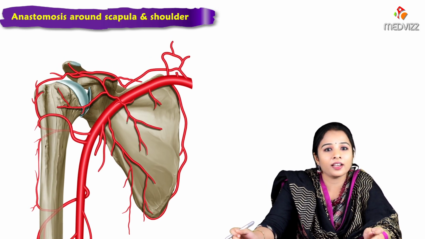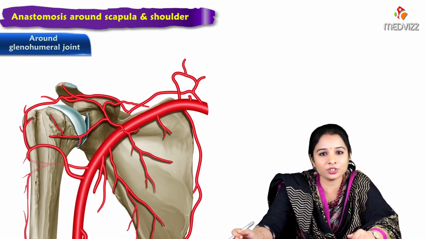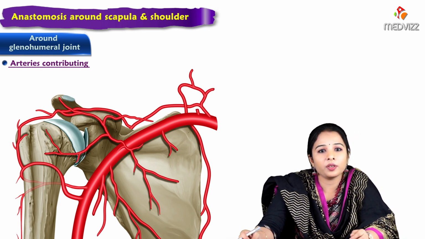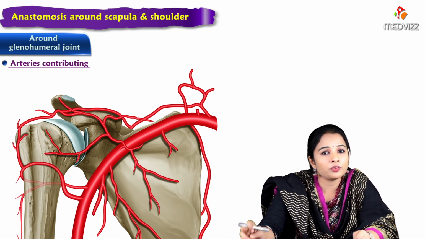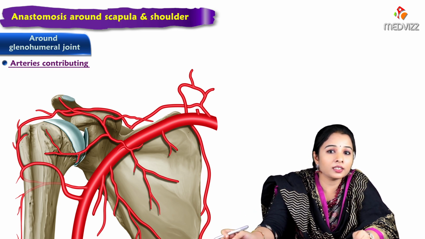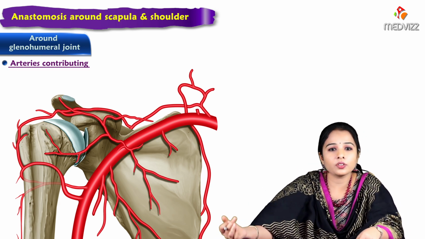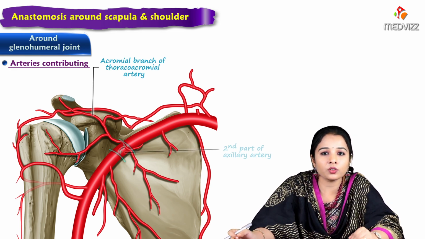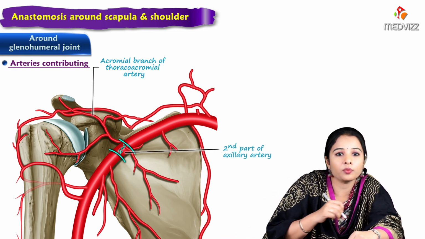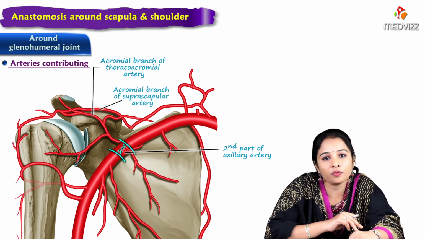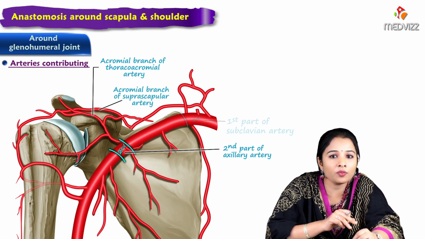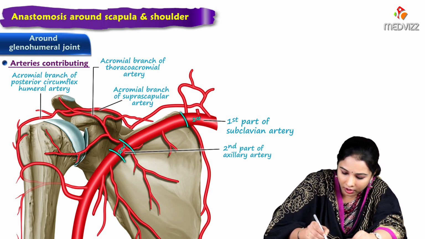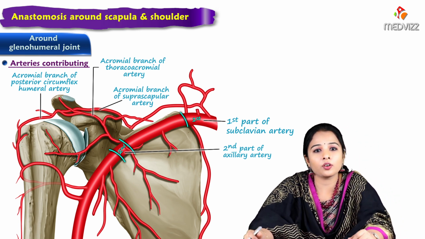Next, we shall see the anastomosis around the glenohumeral joint, that is at the shoulder joint level. The first is the anastomosis over the acromion process. Around the acromion process, this anastomosis is between the first part of the subclavian artery and the second and third parts of the axillary artery. Let's see how they anastomose. The acromial branch of the thoracoacromial artery, a branch of the second part of the axillary artery, then the acromial branch of the suprascapular artery, which is a branch of the first part of the subclavian, and the acromial branch of the posterior circumflex. This anastomosis around the acromion process is the acromial anastomosis.